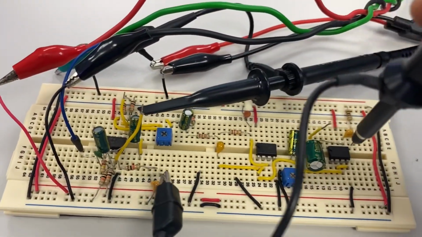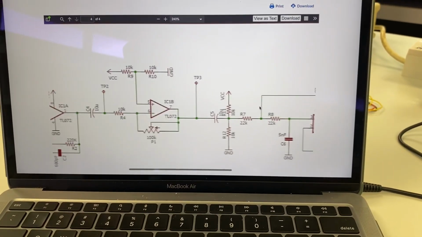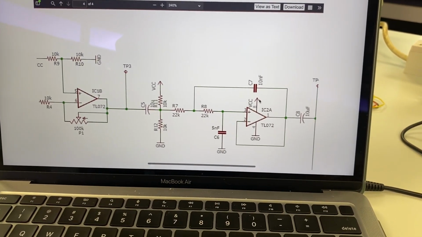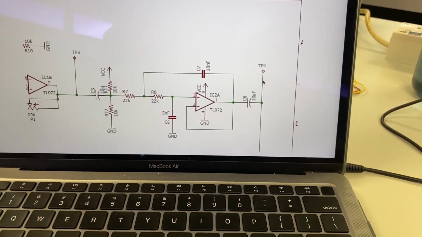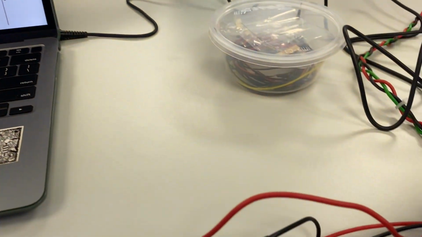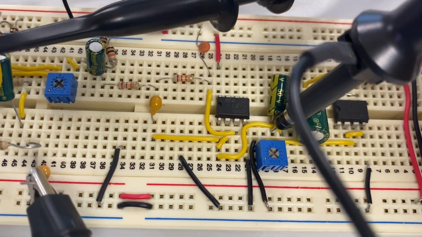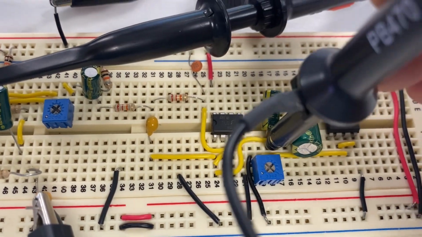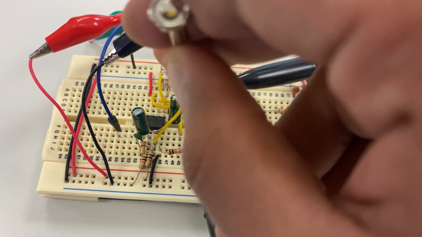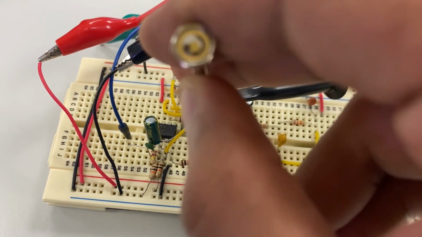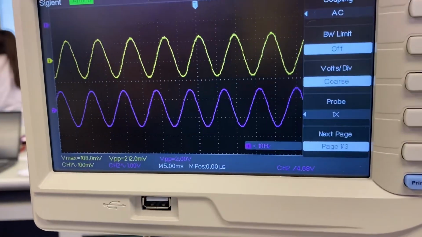Moving on to test point 4, we will refer to the schematic diagram again to locate it. Test point 4 is found after C8. It is located here on the circuit board. Likewise, some adjustments to the trimmer will give us an output of 2 volts.